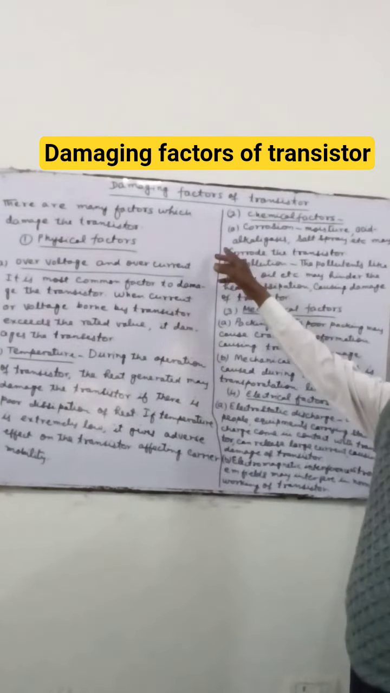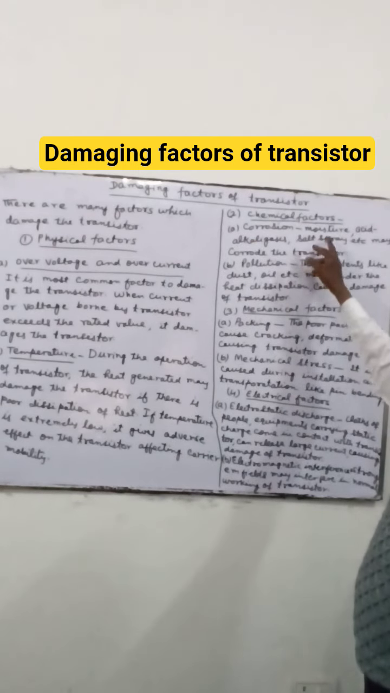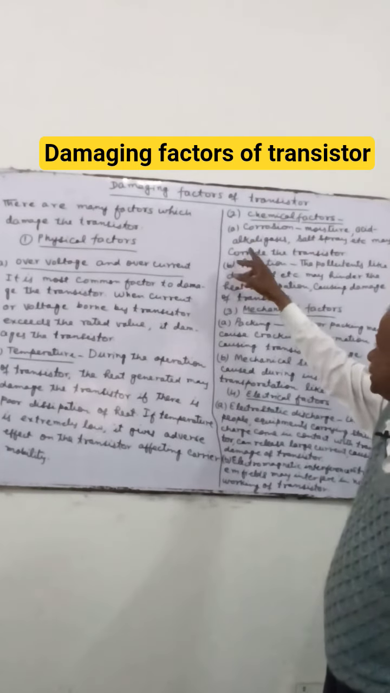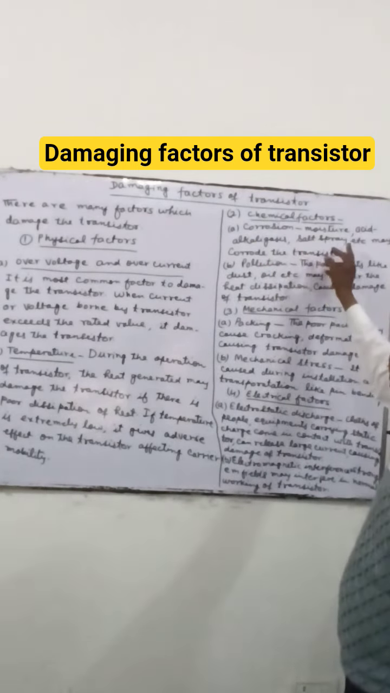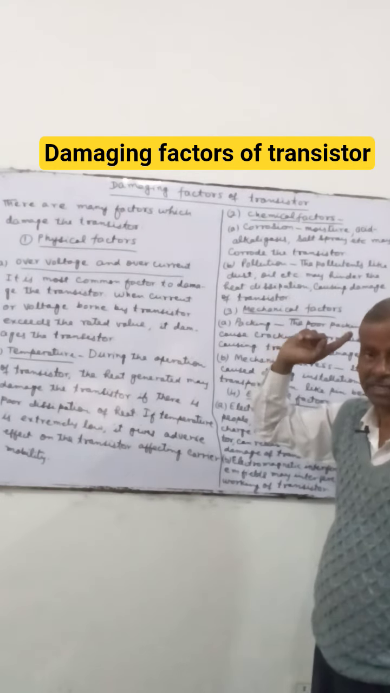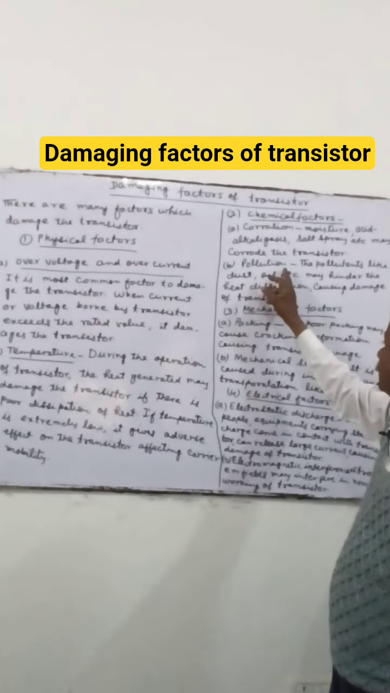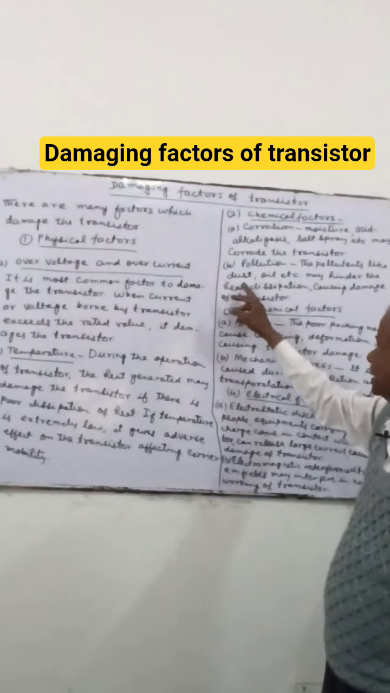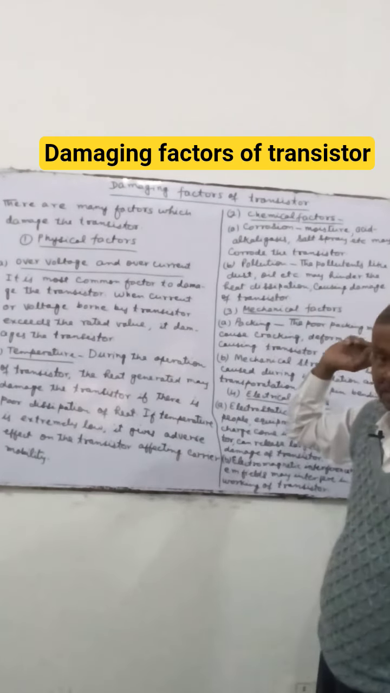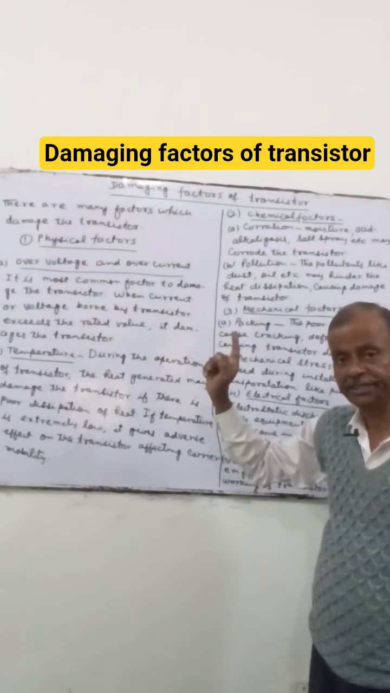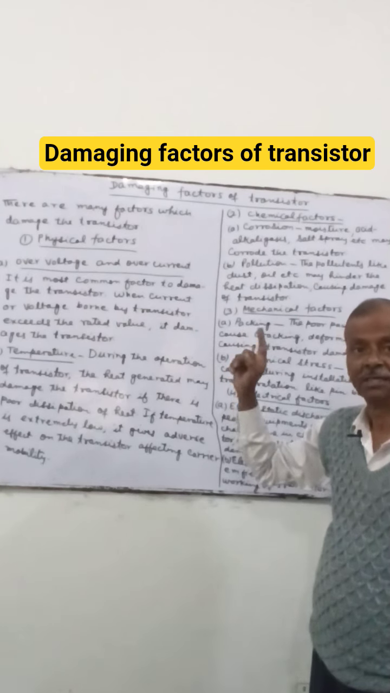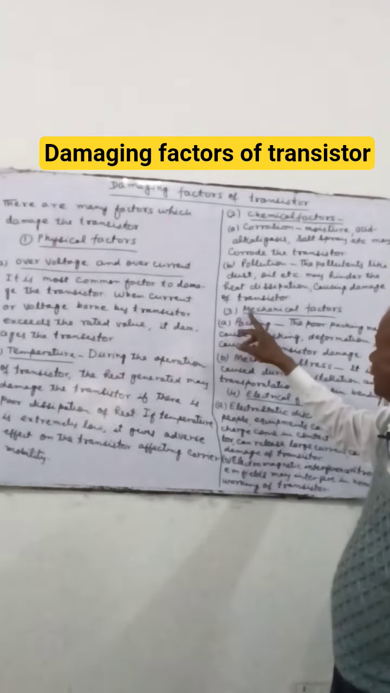Chemical factors. The first is corrosion, the moisture, acid, alkali gases, salt spray, they may corrode the transistor. Pollution. The pollutants like the dust, oil may hinder the dissipation of the heat, so the transistor may get damaged.